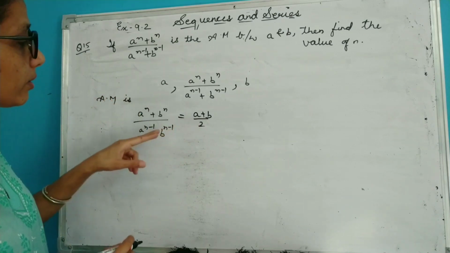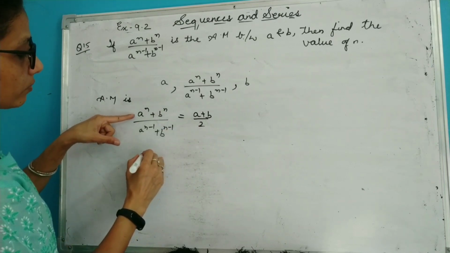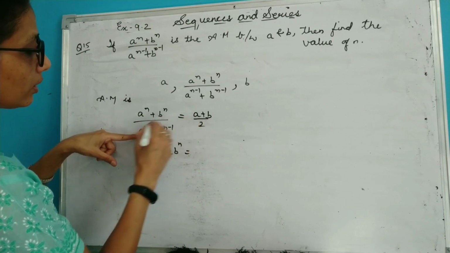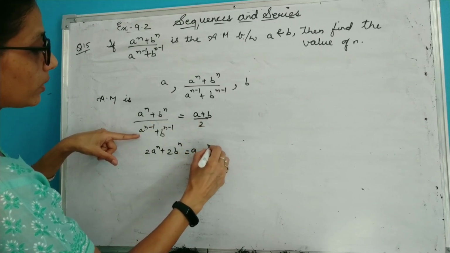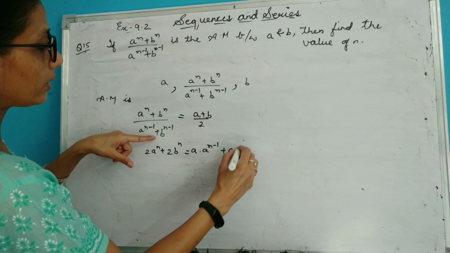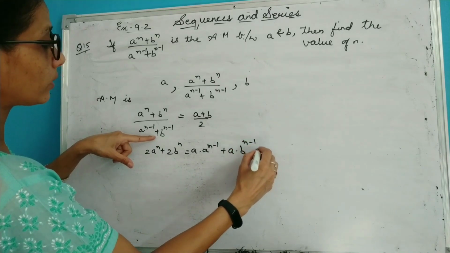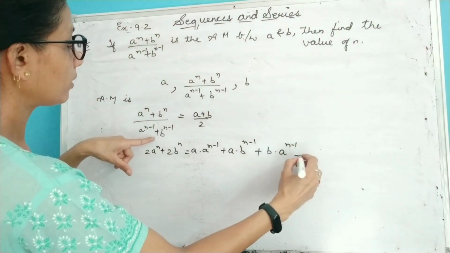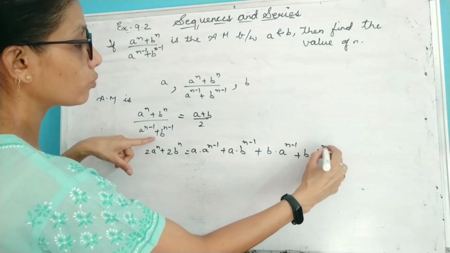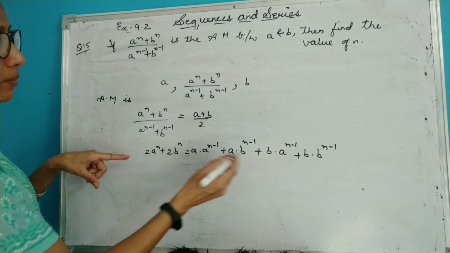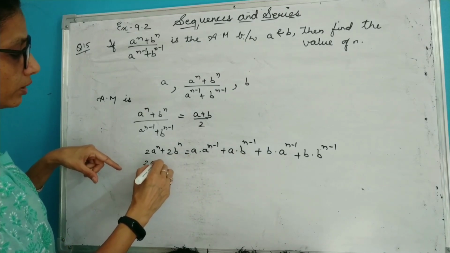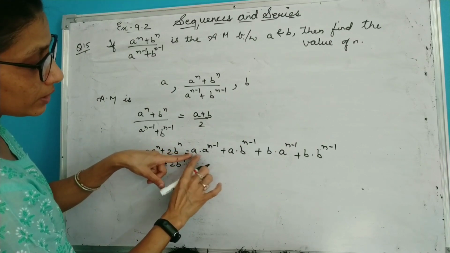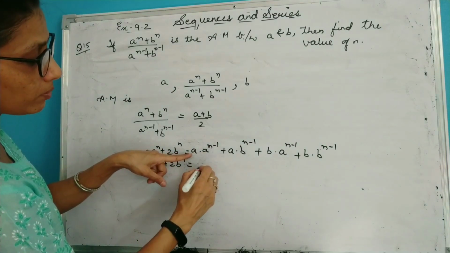Now I'll just simplify it. Cross multiply, this will be 2a raised to power n plus 2b raised to power n equals a into a raised to power n minus 1 plus a into b raised to power n minus 1 plus b into a raised to power n minus 1 plus b into b raised to power n minus 1. So let's simplify it. This will be 2a raised to power n plus 2b raised to power n. The bases are the same, they are in product, so powers will be added.